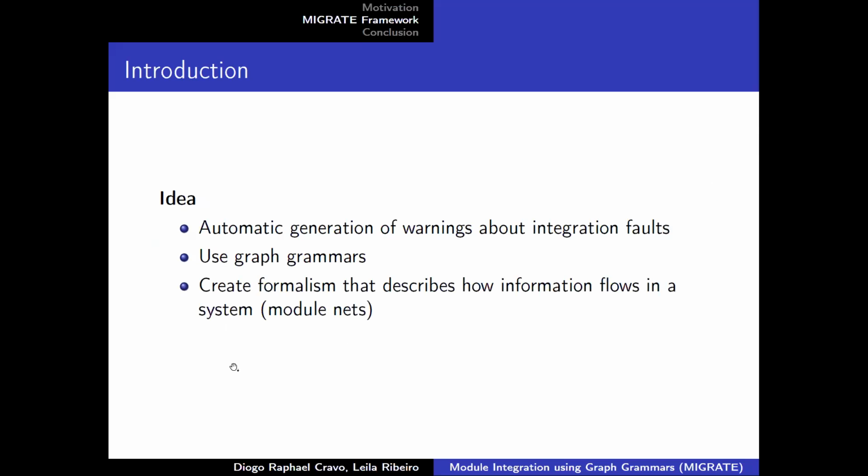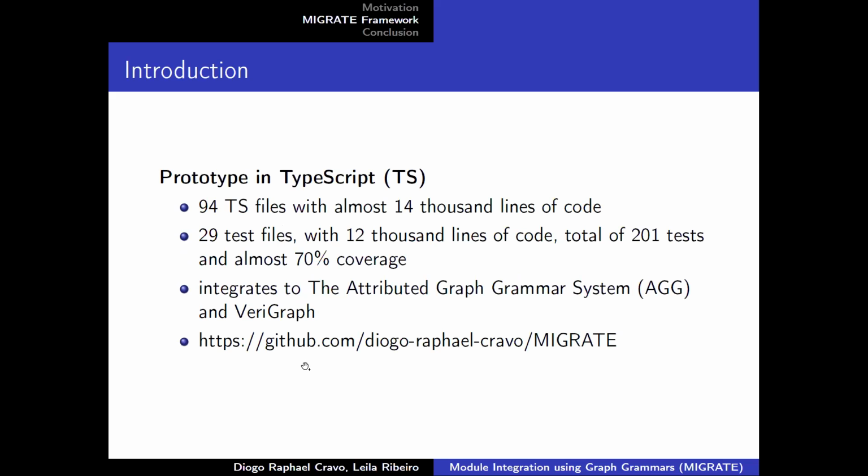And here comes MIGRATE. So with MIGRATE, we have a quite ambitious goal, let's say, of finding such errors in a fully automated way. And we want to use graph grammars for this, mainly because this is our domain of expertise. And in order to achieve this goal, we're introducing a new formalism that we call module network that describes how modules integrate to one another. And there is already a prototype for MIGRATE written in TypeScript and publicly available on GitHub at this website here.